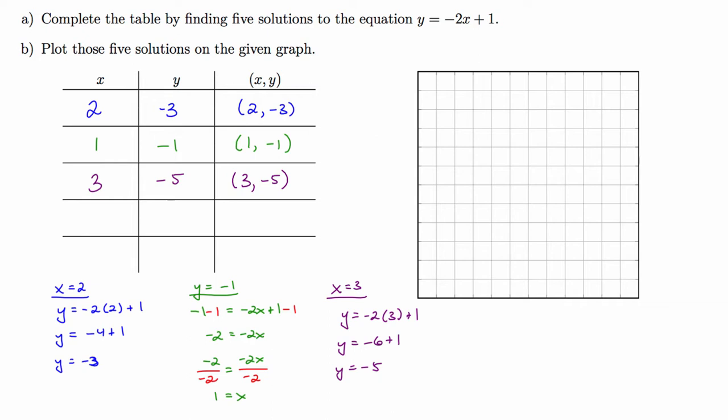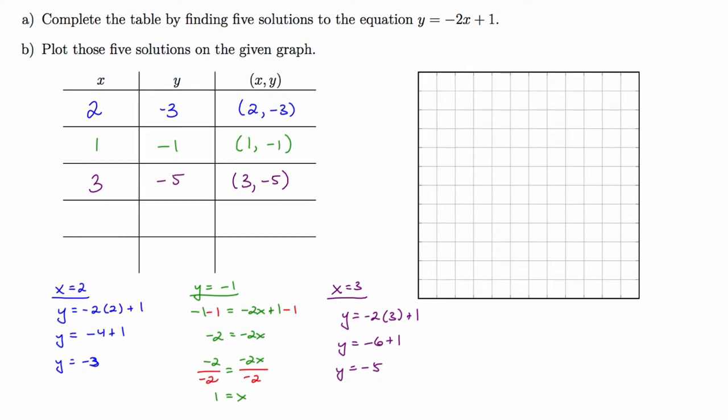We still need 2 more solutions here. So we already have x values of 1, 2, and 3. Let's go into some negative numbers. I'll pick an x value of negative 1. So if x equals negative 1, our equation that we're solving becomes y equals negative 2 times negative 1 plus 1. Well, negative 2 times negative 1 is 2, and 2 plus 1 is 3. So we now have a solution, x value negative 1, y value 3, so the ordered pair is negative 1, 3. So we have 4 solutions, we need 1 more.